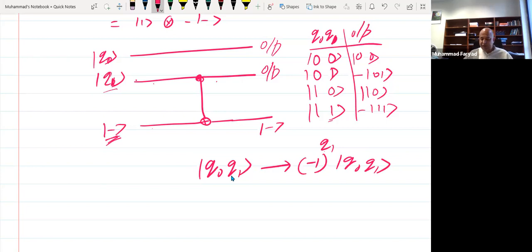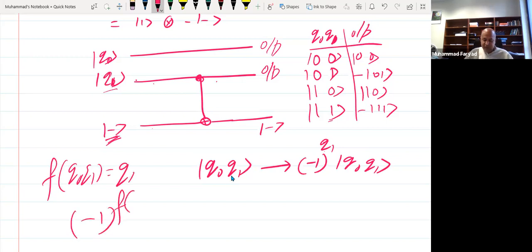So I have been able to implement a certain function. In this case, that function of Q0, Q1 is just Q1. And I have been able to implement this function in the phase as (-1) raised to power this function. So this is called the implementation of a function in the phase of (-1) raised to power something. You can devise different functions.